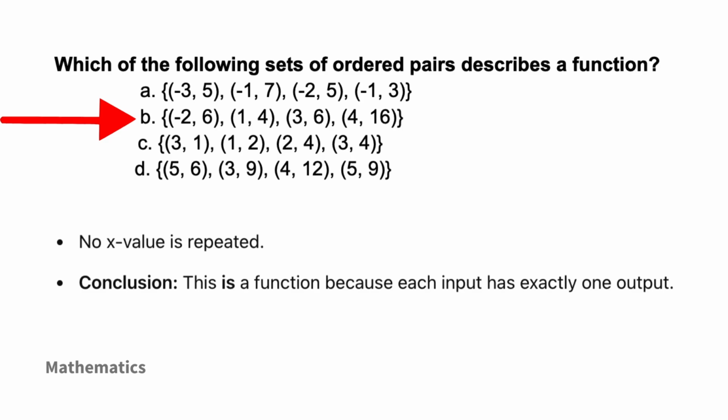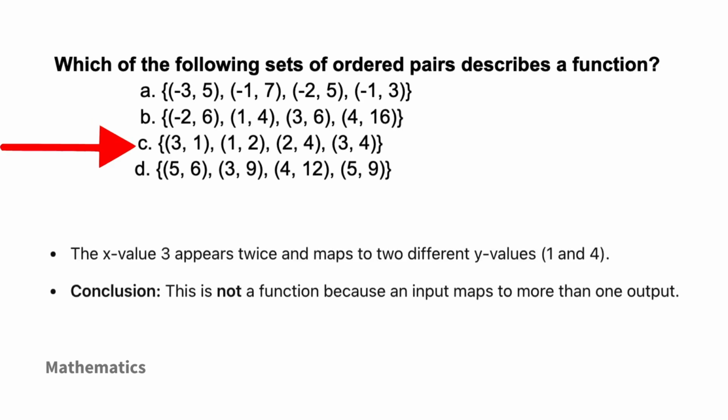Now, on your teacher certification exam, if time allows, I personally recommend, suggest, and believe it's best to double check the other remaining solutions that we haven't looked at in order to confirm that B is the correct solution. So let's do that. We're looking at option C, 3, 1, 1, 2, 2, 4, 3, 4. The x value, 3, appears 2 times and maps to 2 different y values, which are 1 and 4. The conclusion here, this is not a function because an input maps to more than one output.